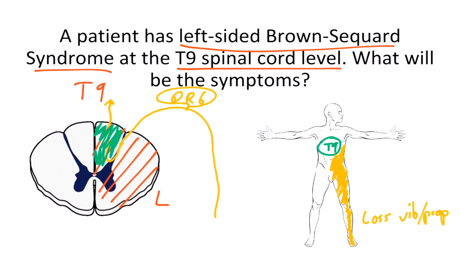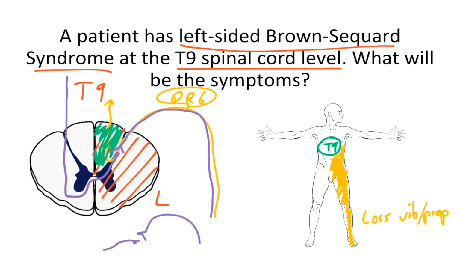Now let's talk about the spinothalamic tract. Now this comes in, goes through the dorsal root ganglion, and it synapses in the posterior horn, and then decussates through the anterior white commissure, and then travels up to the thalamus. So everything above and below T9 on the left side will be able to travel up as normal. Now we demonstrated this earlier in the lecture, but just to reiterate, it could come in through a lower spinal cord level, decussate, and then travel up as normal, and the same thing for above the T9 level.